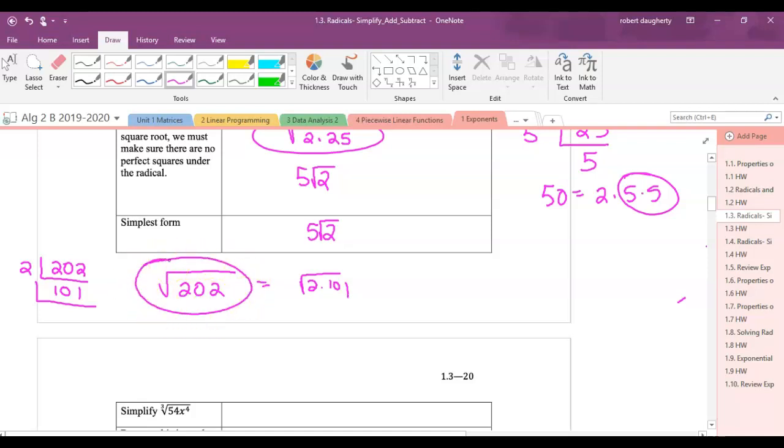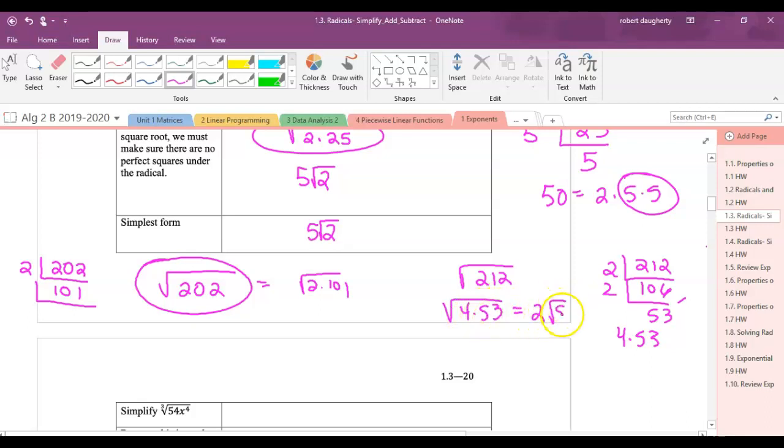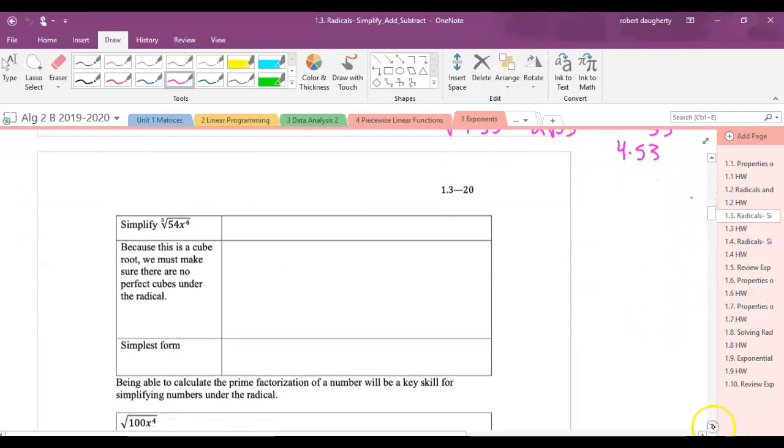But if I had, say, the square root of 212, then what would my process be? You divide 212 by 2 and you get 106. Divide that by 2 and you get 53. So this is 4 times 53. So this is the square root of 4 times 53, which is 2 square root of 53. Okay, so being able to break things down to prime factors is going to be key in simplifying these radical expressions.